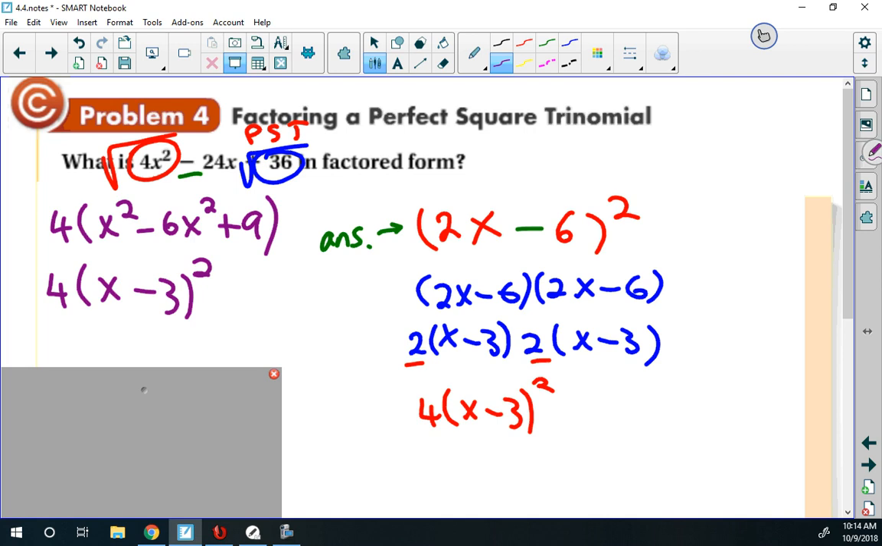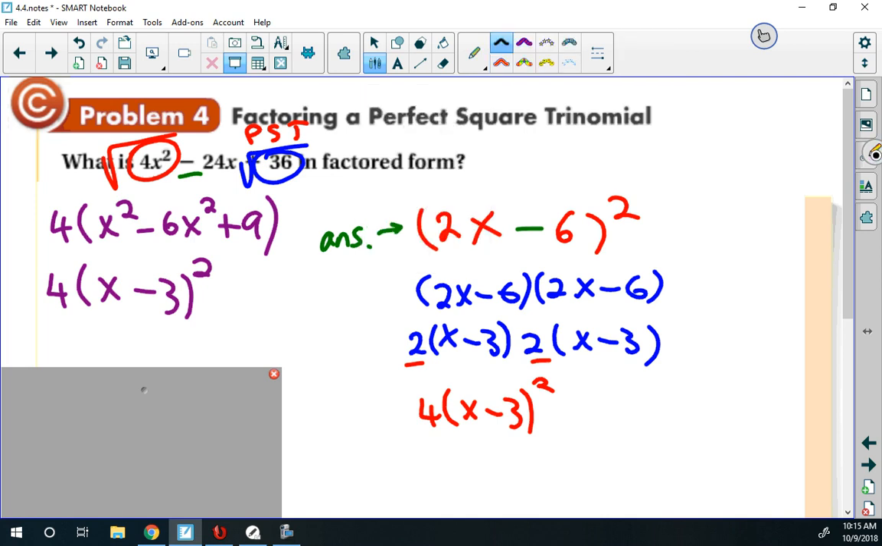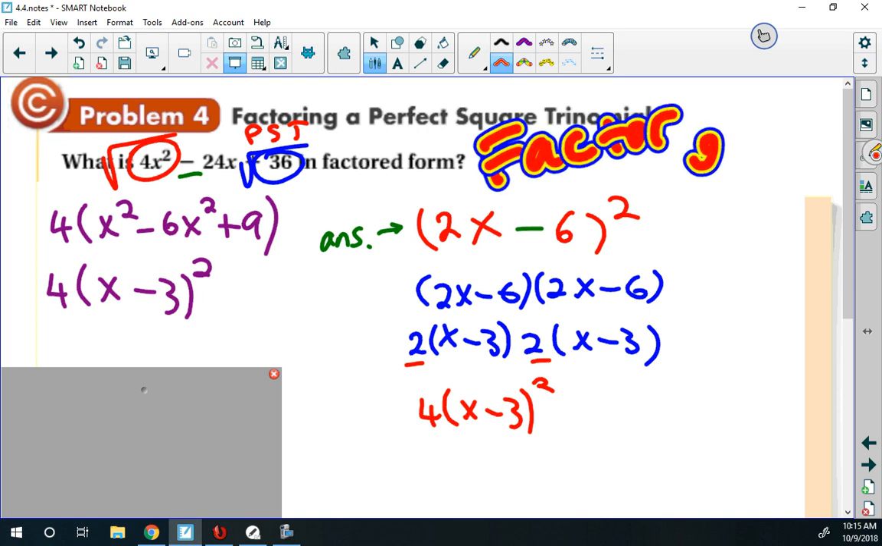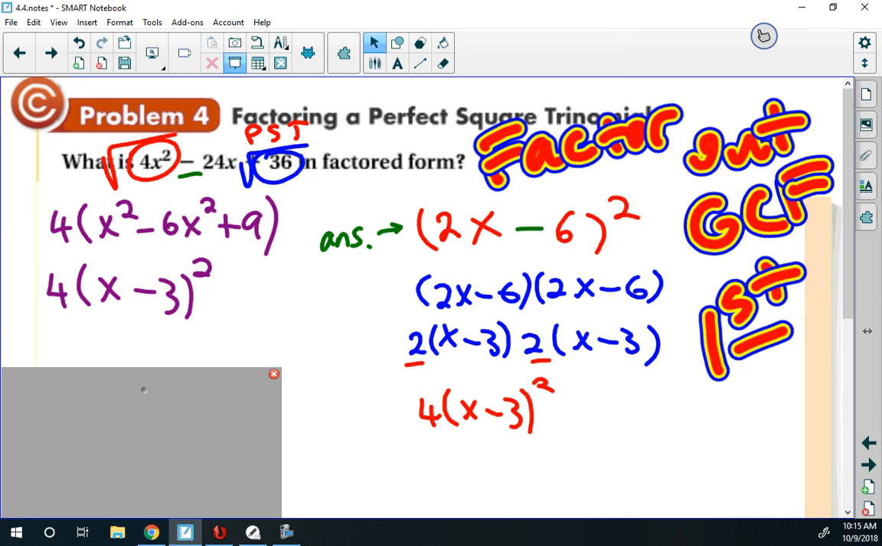Factor out any GCFs first. Factor out the GCF first. Anytime you can. Okay. It's just going to make life easier for you later on.